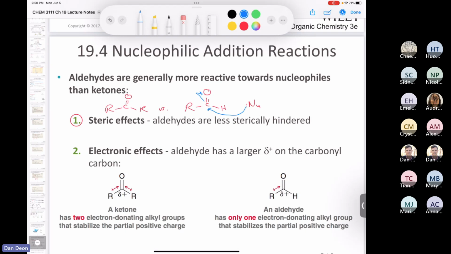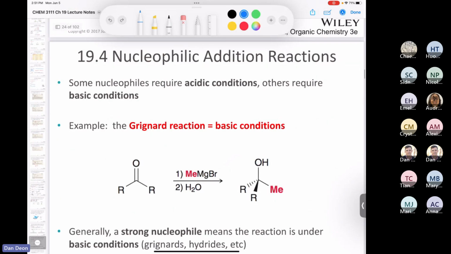The second reason is an electronic effect, which you might not have guessed. But with a ketone, we have two R groups donating electron density towards the carbon to kind of diminish the partial positive charge. Whereas in an aldehyde, we only have one R group that's able to do that. And so the carbonyl carbon in an aldehyde is more partially positive. So therefore, it's more attracted to a nucleophile or more susceptible to nucleophilic attack.